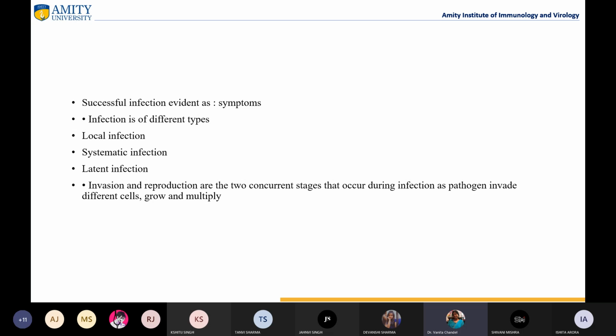And sometimes infection is latent. So when we use the term latent, it means it is present in the plant, but still it is not showing evident symptoms. So infection is latent, not visible symptoms, right? So invasion and reproduction are two stages that occur during infection as the pathogen invades different cells. So that means it is getting entry into the different cells in the plant, and it is growing and multiplying also. That means growth and reproduction of the pathogen inside the host plant, right?